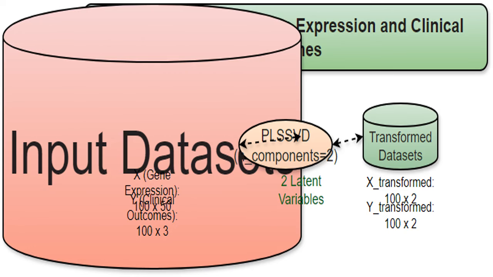I'm starting with 2 datasets. X represents gene expression data. Think of it as 100 samples with measurements across 50 genes. Dataset Y holds clinical outcomes, 100 samples with 3 different clinical measurements each. We want to find relationships between these datasets.